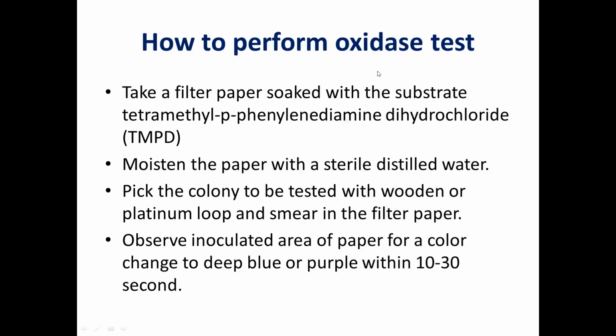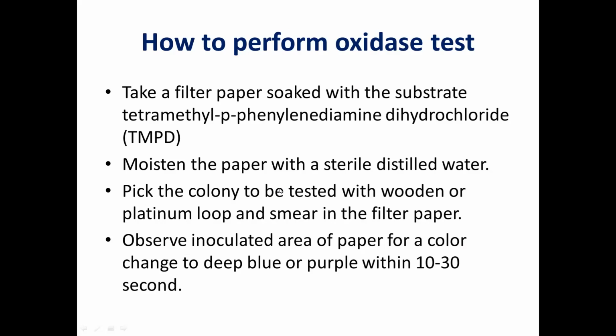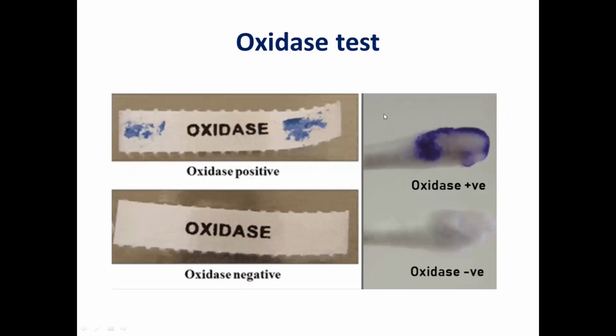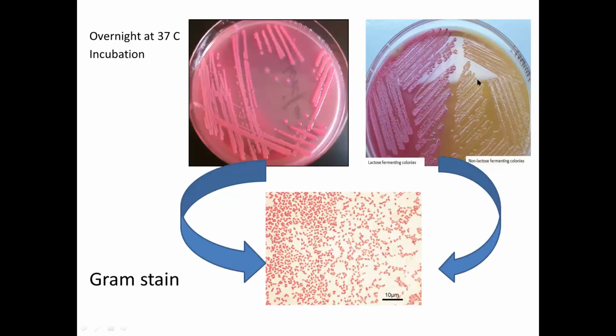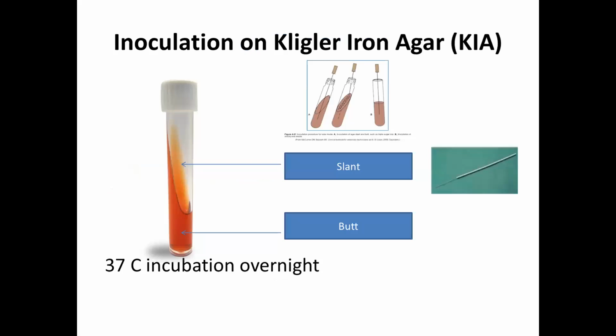So, how do we perform the oxidase test? Take a filter paper soaked with the substrate tetramethyl-p-phenylenediamine dihydrochloride, which we call TMPD. You don't need to remember this long name. Moisten the paper with sterile distilled water. Then pick the colony using a wooden or platinum loop and smear it on the filter paper. Observe for color within 10 to 30 seconds. If a purple color appears within 10 to 30 seconds, we take it as oxidase positive, while if no color appears, it is oxidase negative.